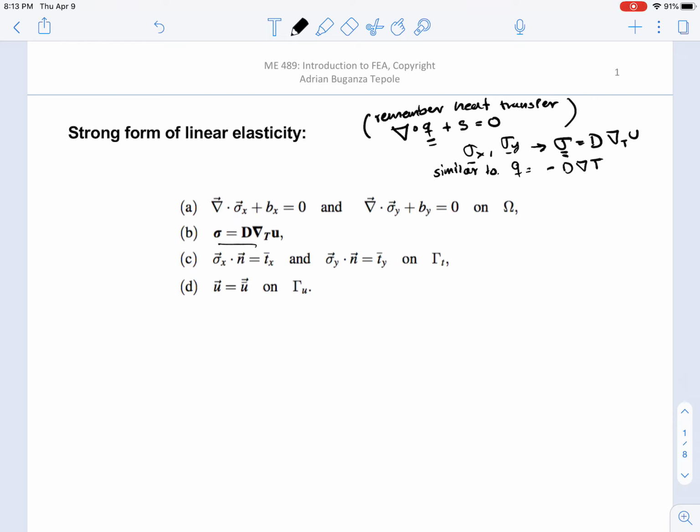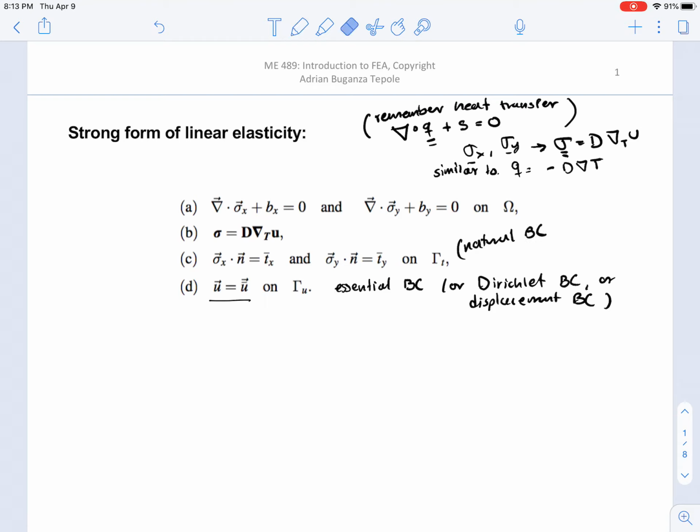And then we have boundary conditions. We have essential and natural boundary condition. As you can imagine, if you have displacements prescribed on the boundary, that's an essential boundary condition, also called Dirichlet boundary condition or displacement boundary condition. And this is a natural boundary condition, also called traction boundary condition or Neumann boundary condition.